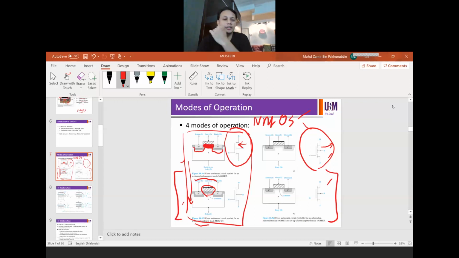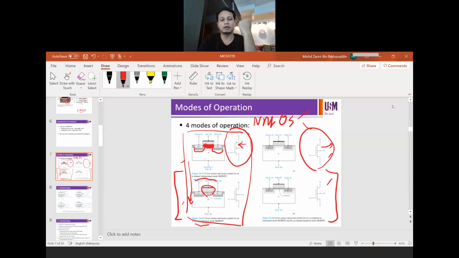Kenapa channel tu dah ada kat situ? Kenapa kita tak perlu induce? What did you do to be able to have the channel there already? Anyone? Any ideas? Tak ada idea? Yes, exactly. Dope. Good. So that means when you do your fabrication of MOSFET, you have to dope the layer already.